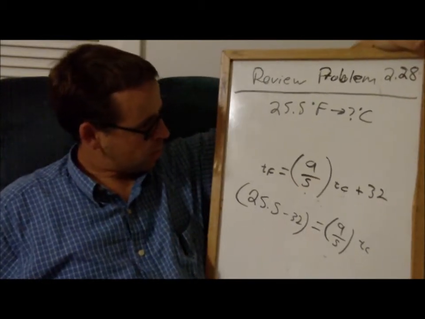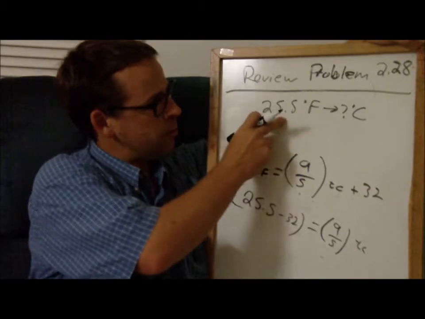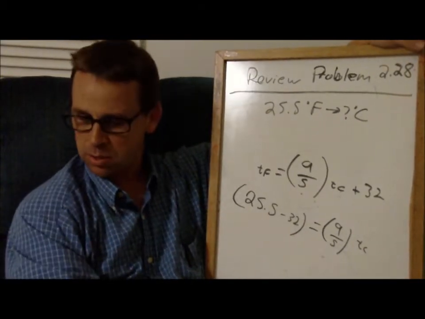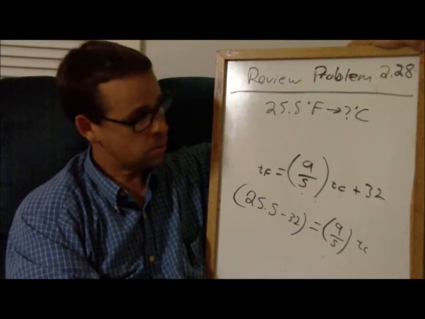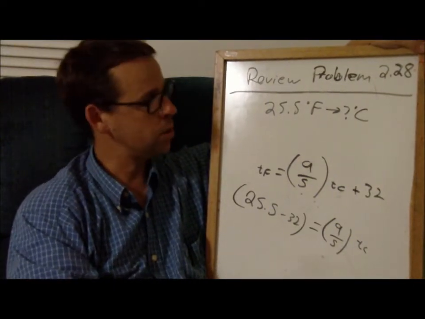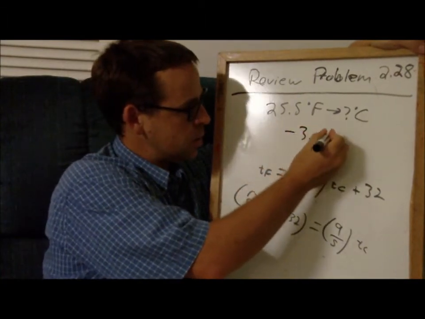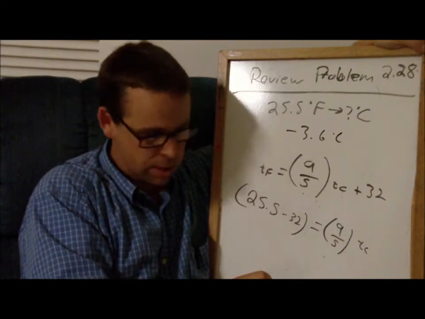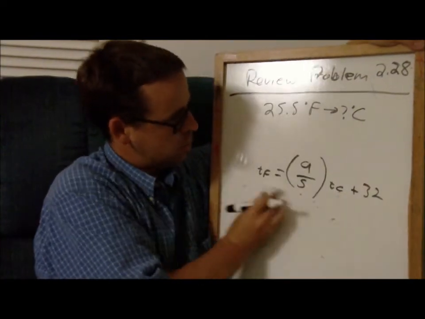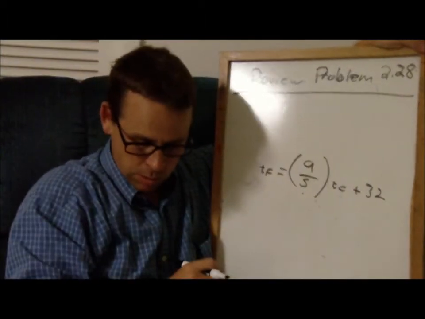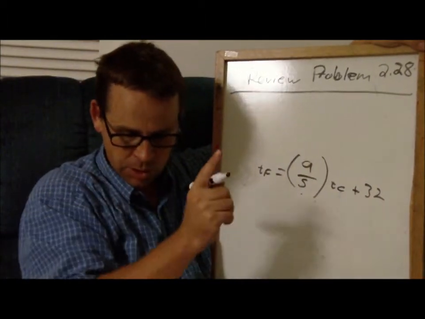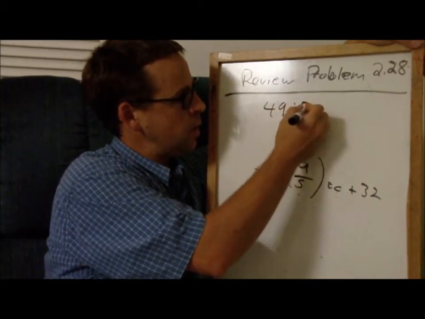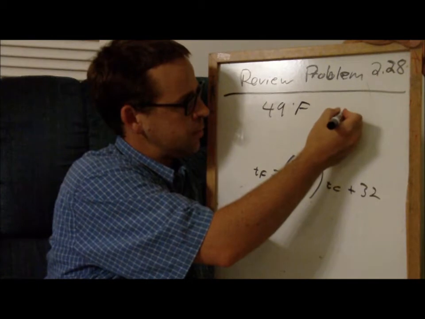All right, so 25.5 degrees Fahrenheit is minus 3.6 degrees Celsius. All right, that was letter C on 228. Letter D, 49 degrees Fahrenheit to Celsius. 49 degrees Fahrenheit to degrees Celsius.